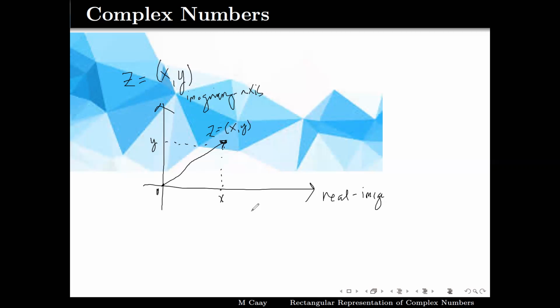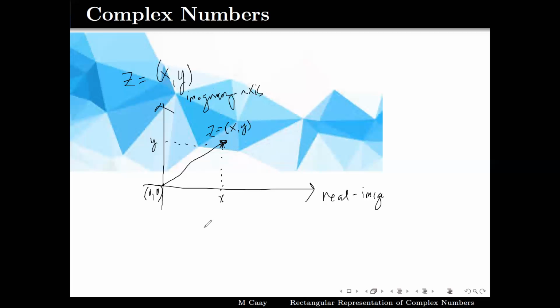Which means that each point (x, y) on the complex plane actually determines a two-dimensional vector from the point (0, 0), which is the initial point, to the point here, which is our terminal point. So this straight line here is a directed line segment.